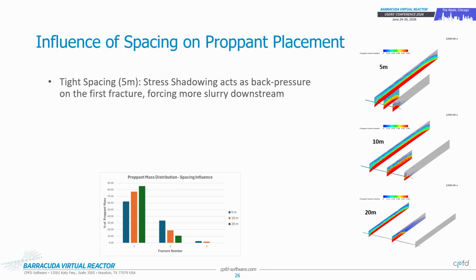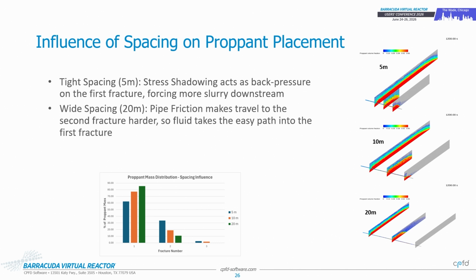In the 5-meter case, as I said, this stress shadow effect acts as a back pressure, and you end up forcing more slurry to go downstream there for you. Whereas when you start having wider spacing, essentially your friction losses in your pipe make it harder for the propants to travel down into your second and third fractures, right?